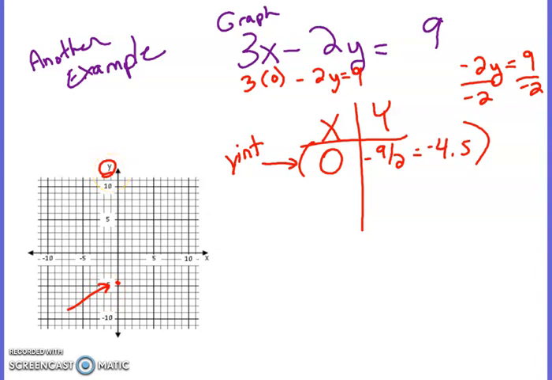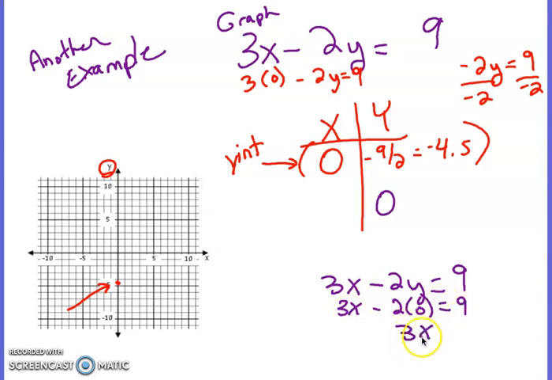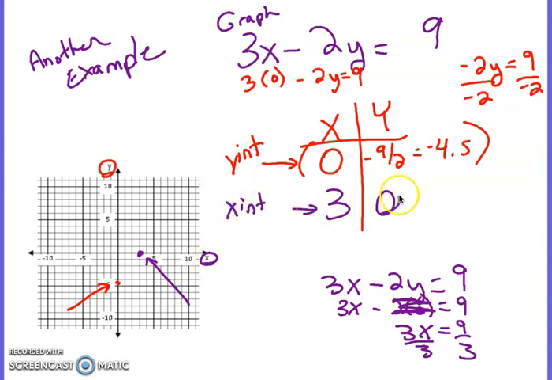Now if you substitute 0 in for y, here's the equation, 3x minus 2y equals 9, but I'm going to substitute 0 in for y. So you actually get 3x equals 9 because this just goes to 0. Then divide both sides by 3, so x equals 3. So 3, 0. Notice it crosses the x line, so this is actually the x-intercept. When you substitute 0 in for y, it gets the x-intercept.